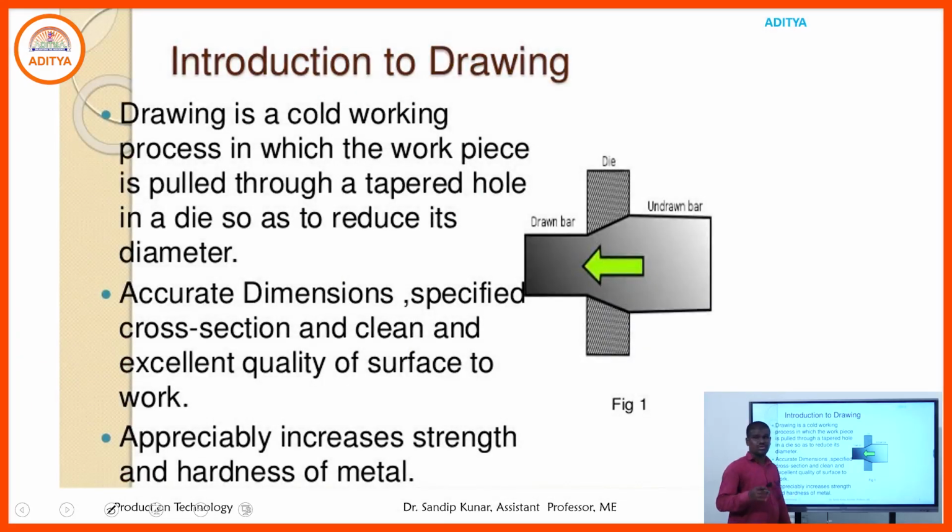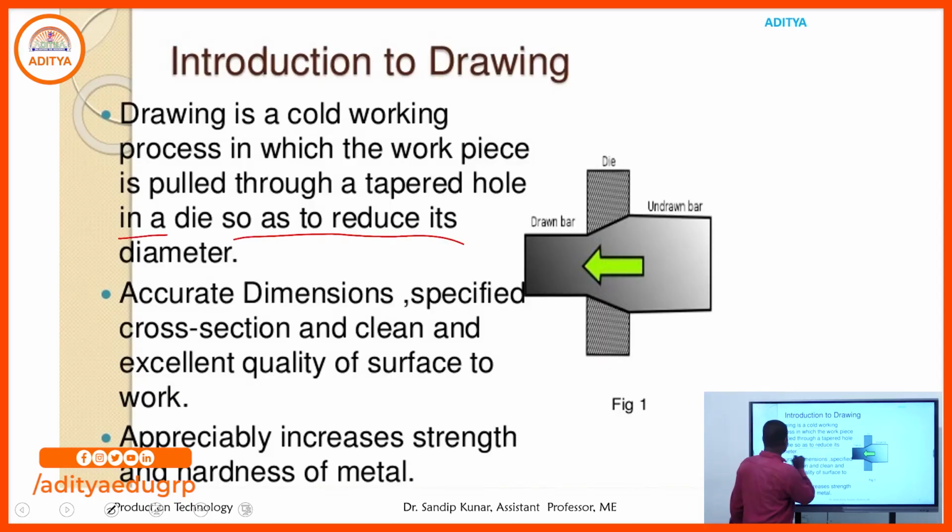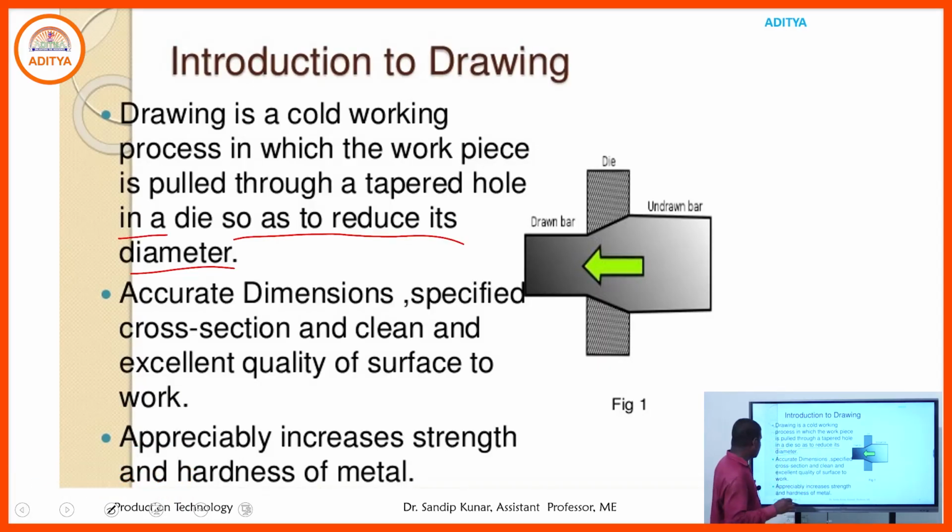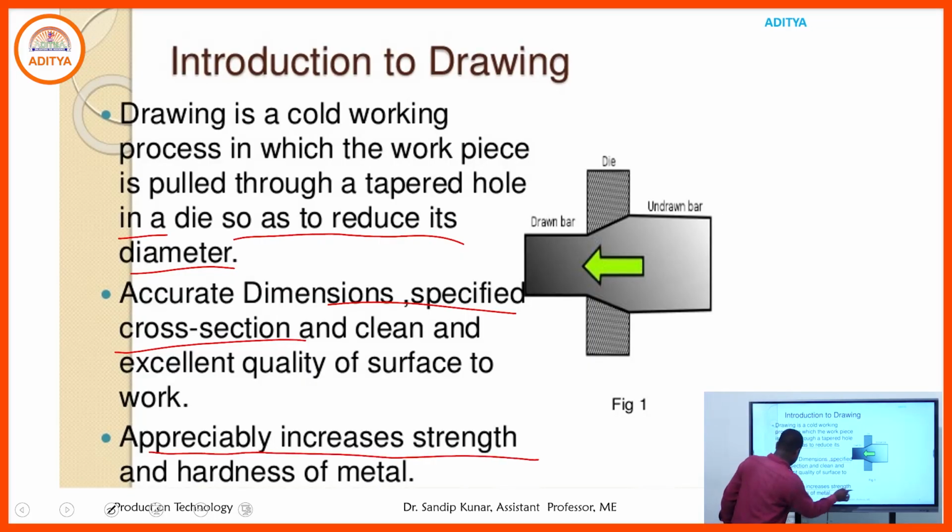What is the drawing process? Drawing is a cold working process in which the workpiece is pulled through a tapered hole in a die so as to reduce its diameter. We get an accurate dimension, specified cross-sectional area and a clean, excellent quality surface in the drawing process, and it appreciably increases strain hardening of the metal.